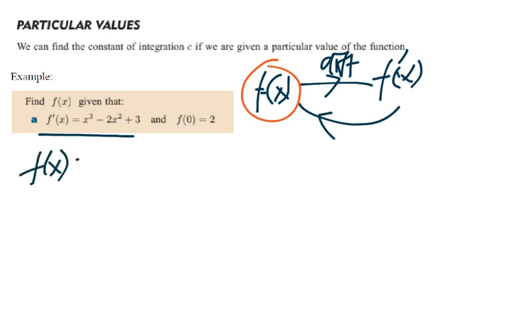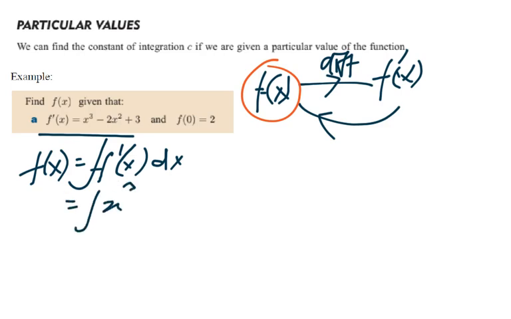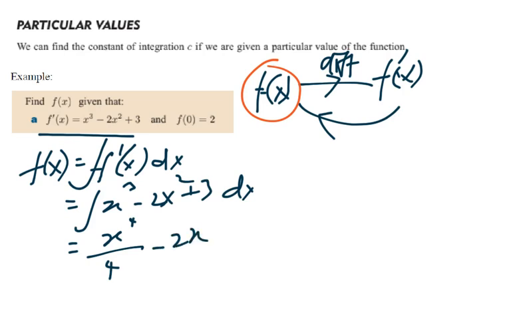So to get the function f, you need to integrate f'(x) with respect to x. You can straight away write it this way: the integral of x^3 - 2x^2 + 3 dx, and start your integration with the rules, where x^4/4 - 2x^3/3 + 3x + c.